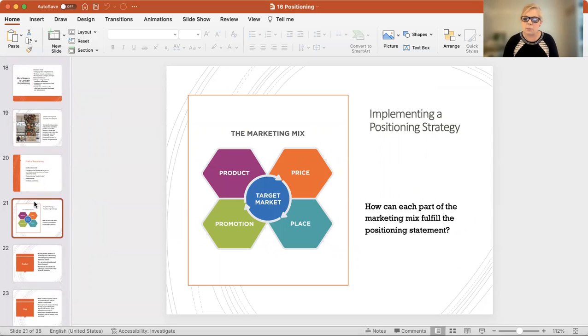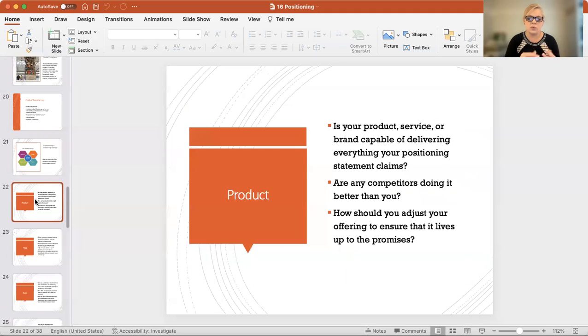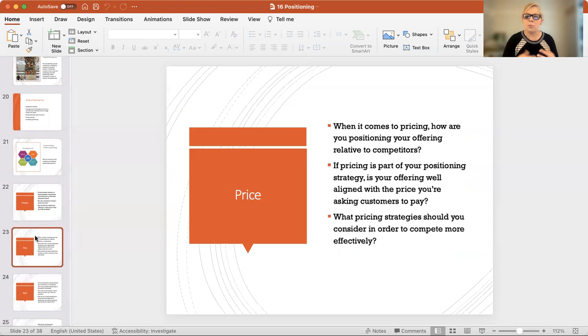Okay, so implementing a marketing mix, we do so with our positioning strategy, and how does it play into it? How does it fill each part of this? Well, in the product area, is it capable of delivering everything? Can we adjust our offering so that it will live up to the promise? Price. Are we positioning just based on price relative to competitors? Is pricing a part of our positioning strategy and is aligned with where we need to be?